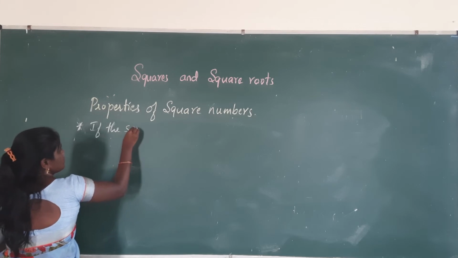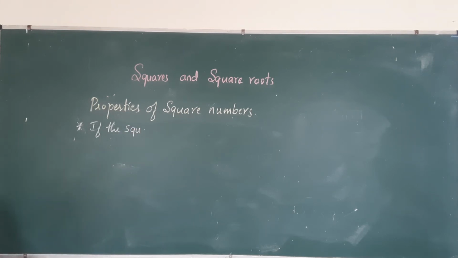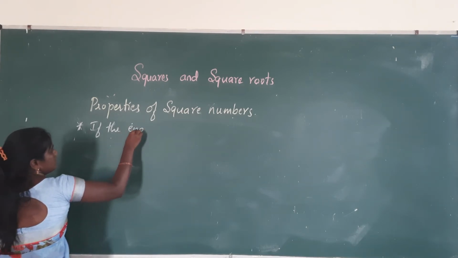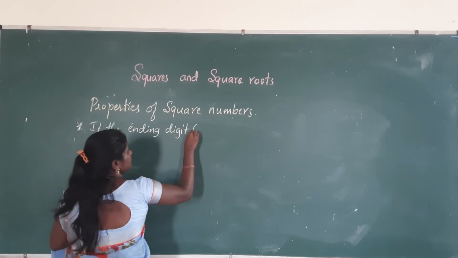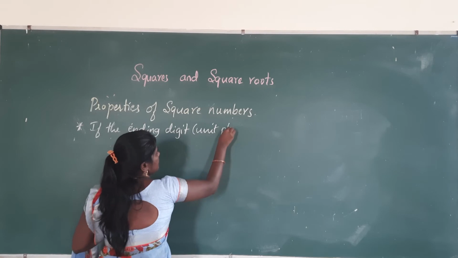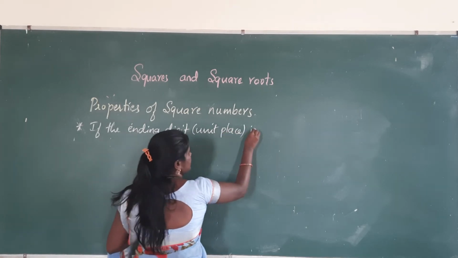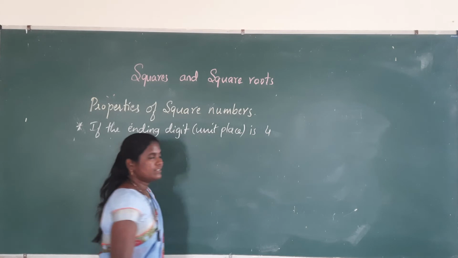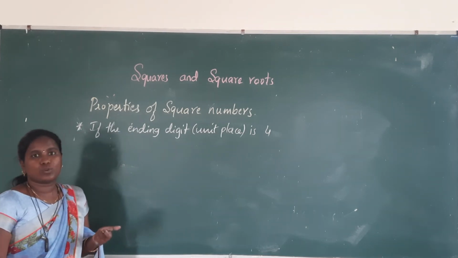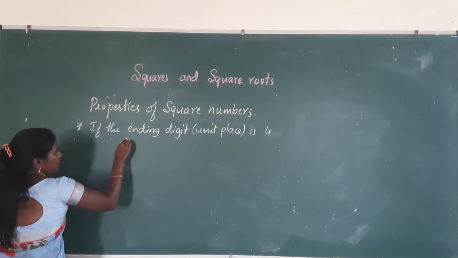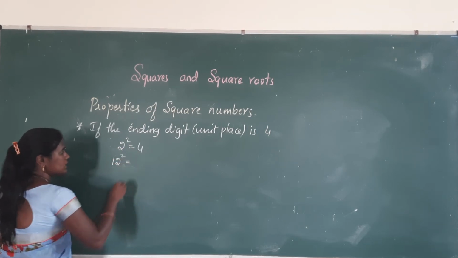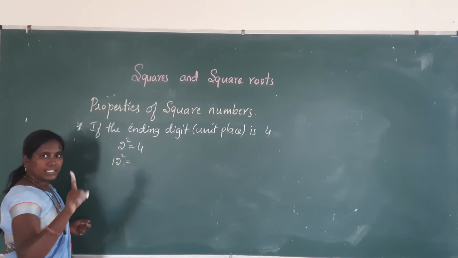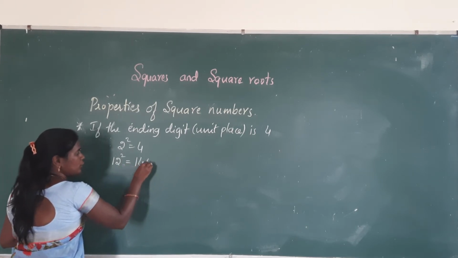Now, if the ending digit, that is unit place, ending digit is 4, let us see. 2 square is 4, right? Then what about 12 square? Yes, 12 square is 144.